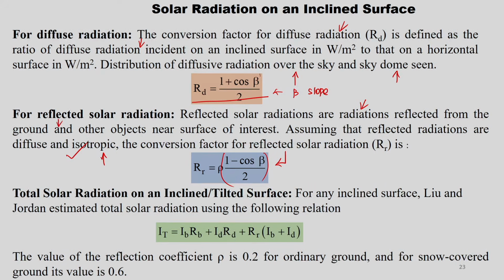So, that is obvious, right, because here the diffusive radiation is taken as 1 plus cos beta upon 2. So, the remaining reflected radiation is 1 minus cos beta upon 2, that is multiplied with rho, which is nothing but the reflection coefficient. This is 0.2 for ordinary ground or concrete surface as well as grass. So, this can be taken as 0.2. For snow covered ground, it is around 0.6.